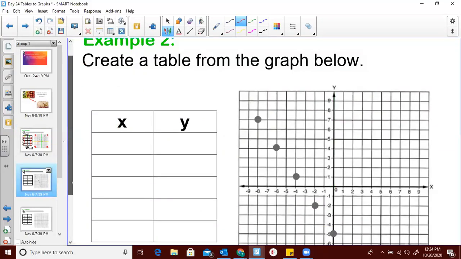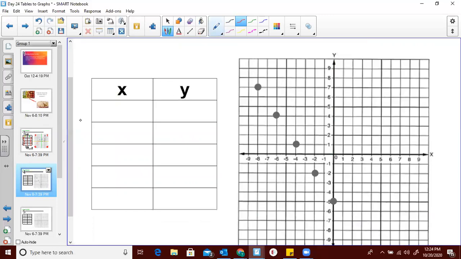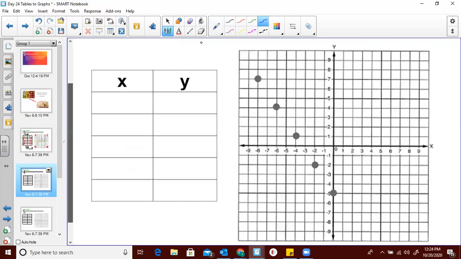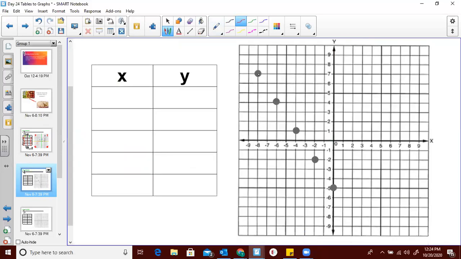All right, so now we're going to go backwards. Now we're going from a graph to a table, so we have to create our table. I think the easiest way is to look at your point and do your x first. It's kind of like we're going a little bit backwards in one way. If we want to find our x value, we need to find which number this point correlates to on the x-axis.